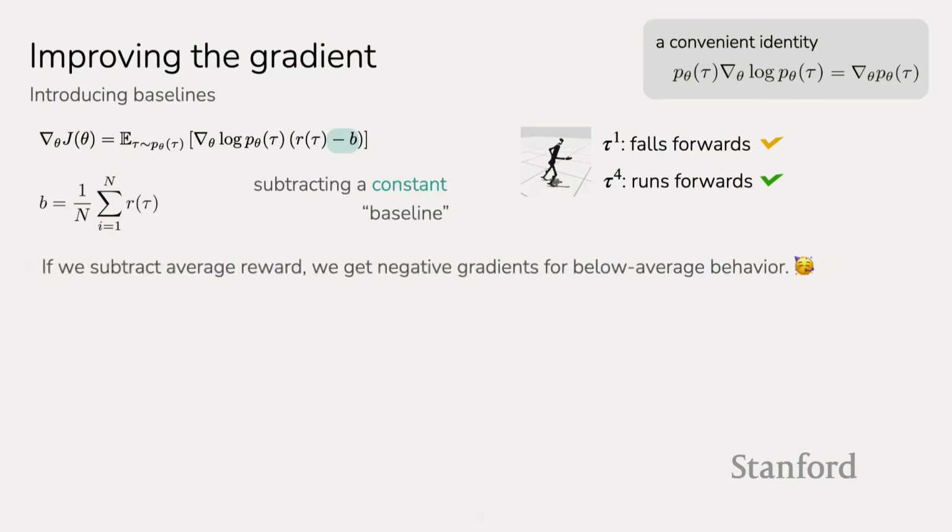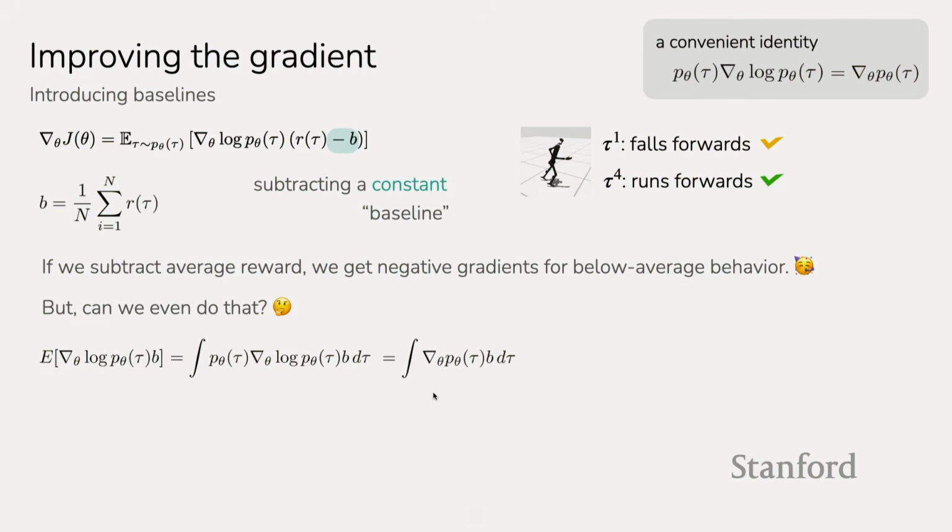Just to write that out a little more cleanly, the expectation of the gradient of log p times b, basically the effect that this baseline is having on this gradient, we can write as the integral. We can then use the log trick in reverse. We can move b and the gradient outside of the integral. This integral is equal to 1. The gradient of 1 is 0, and then we get 0. So this means that we can add this baseline.